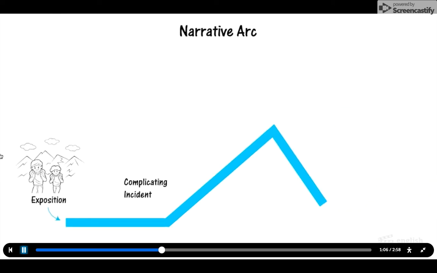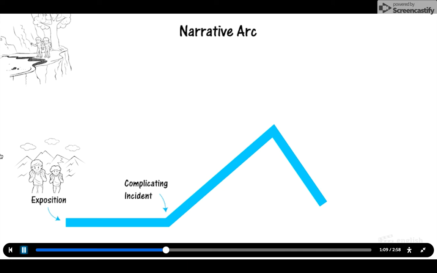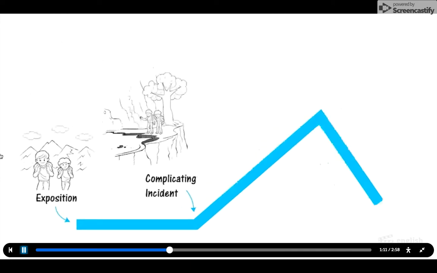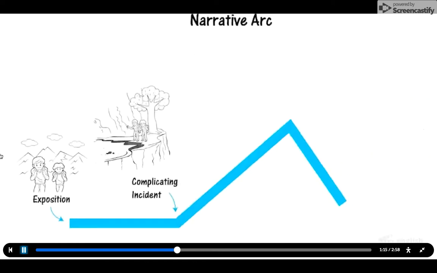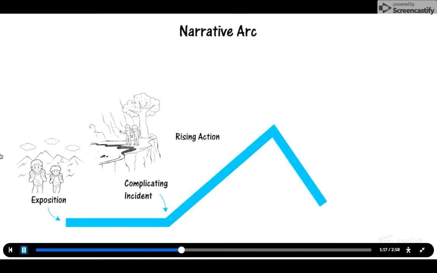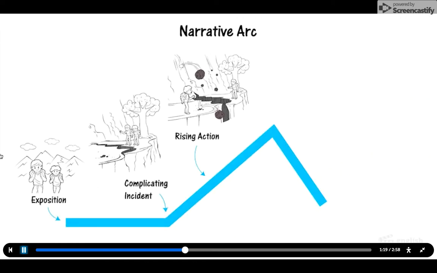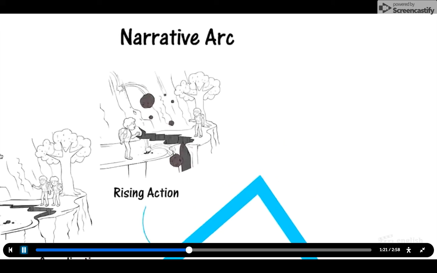The complicating incident will start the action and conflict. Usually, the complicating incident involves a problem the characters must solve. The rising action is a series of events that build interest. What events build upon the problem?